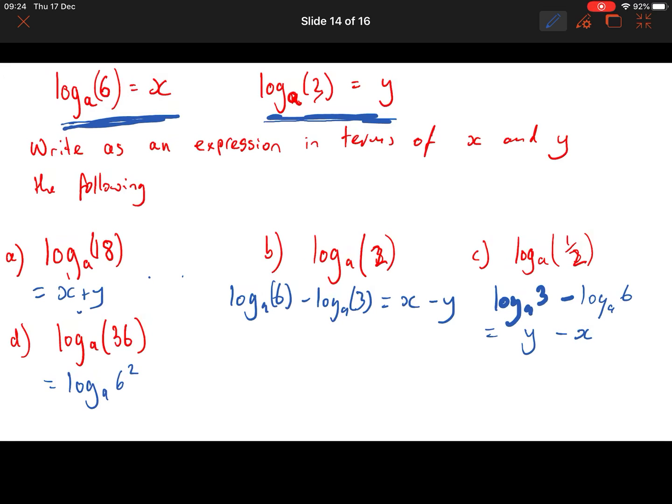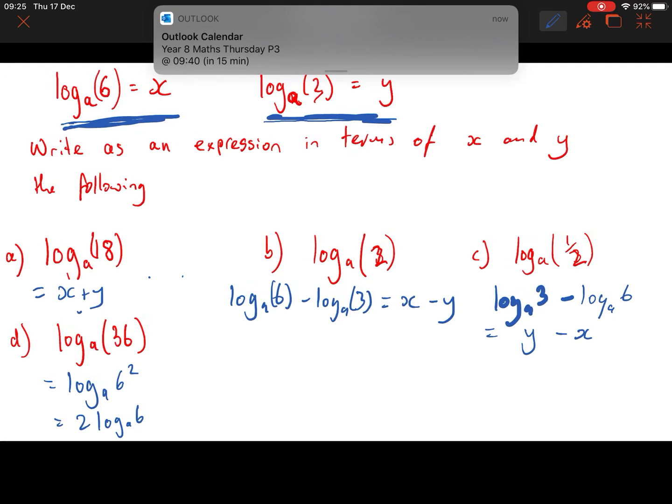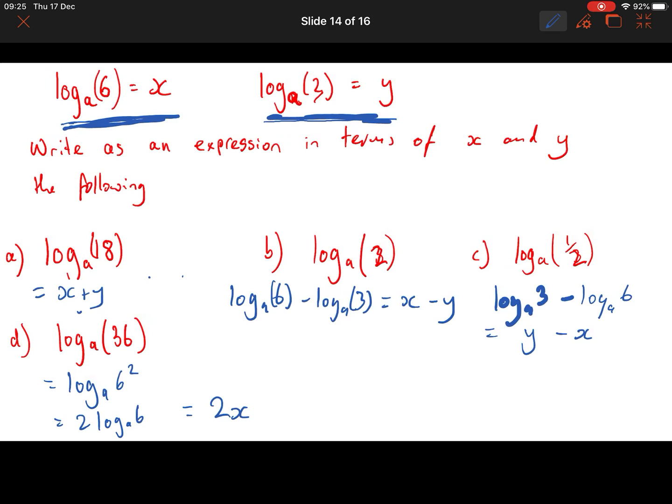Okay. What about D? Well, one thing I notice here is I can rewrite this as log base a of 6 squared. Use rule number 4, I can rewrite that as 2 log base a of 6. Log base a of 6 is x. So that has got to be equal to 2x.